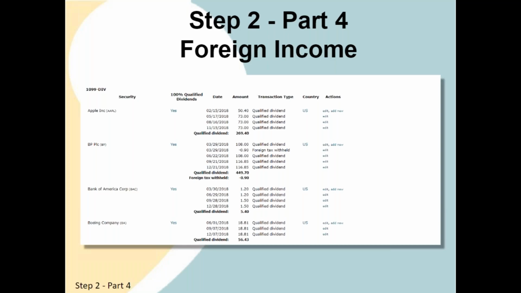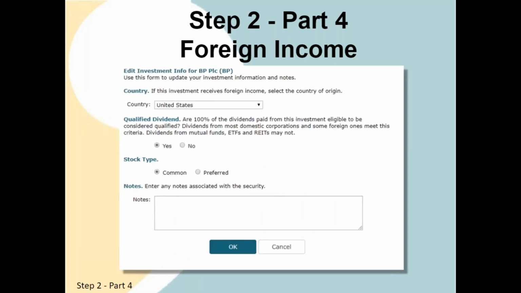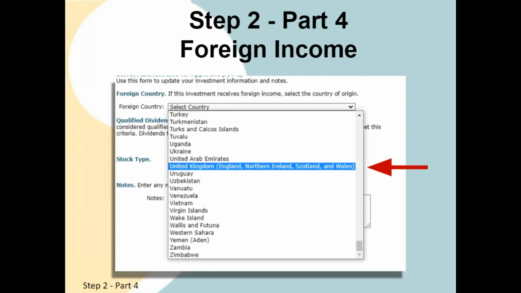If you need to change the country code, here's an example of how you do it. US is listed here for BP. From your broker's 1099, you know that BP is a United Kingdom company, so what is shown here should reflect that. To fix it, click on the two-letter country designation here. It is a link that will open this form. At the top is where you select the country that your broker has indicated. In this case, it is United Kingdom.